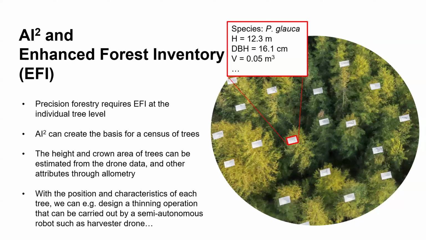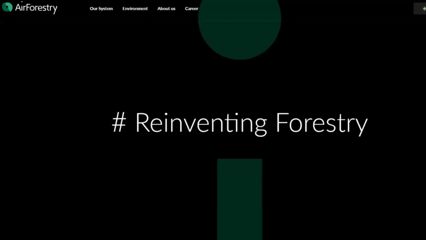So why do we do this? If we are to do precision forestry, we need a forest inventory at the individual tree level. And we can do that through AI, sweeping, for example, through drone images and creating a census like the one I showed you before. And then we can use that, for example, to design a thinning operation using a harvester drone. So I can hear you thinking, yeah, Guillermo, right.